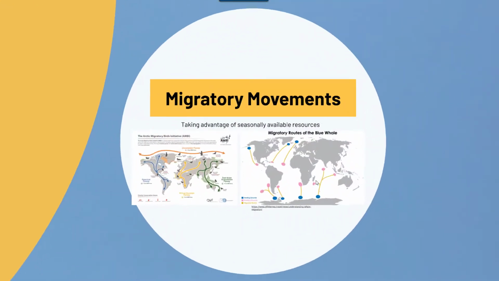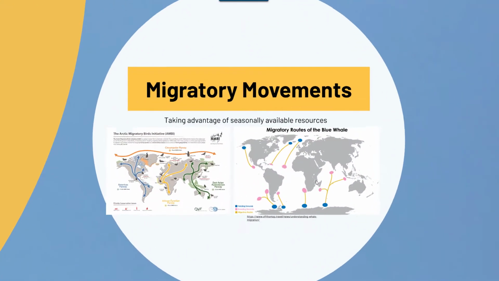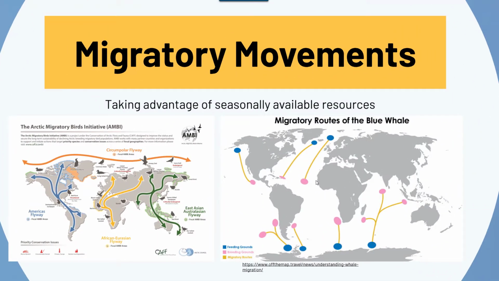Finally, there are paths to different resources that animals can take. We find that there are migratory movements that a lot of species will pursue in order to take advantage of seasonally available resources. In this figure to the left, we have the flight paths of various migratory birds around the world. You can see they're highly mobile and they travel huge distances. And on the right-hand side, we see the migratory paths of blue whales from their feeding grounds in the blue to the breeding grounds in the pink. There are huge distances that they travel to go from one region to the next.